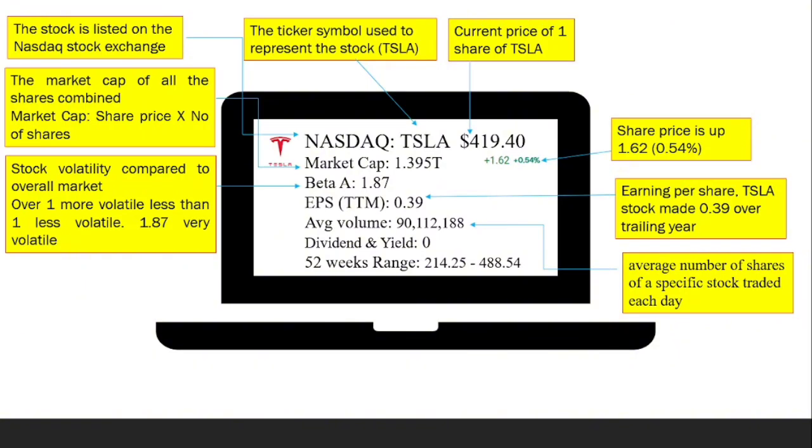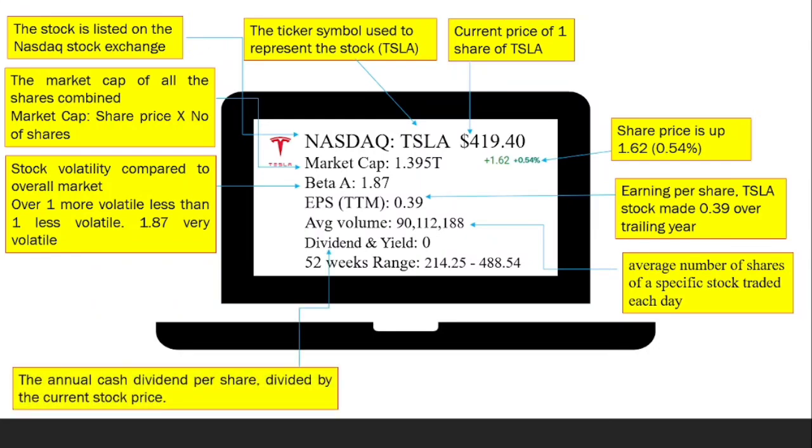The next is average volume. That's the average number of shares of a specific stock traded each day. Next is dividend and yield. This is the annual cash dividend per share divided by the current stock price. In a simplified way, this is the dividend paid to the stockholders by that particular company. So Tesla is currently not paying any dividend. They are actually reusing all the profit for further growth and new innovation. So that's why it's zero.